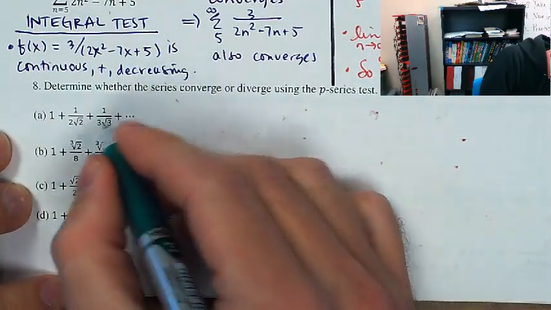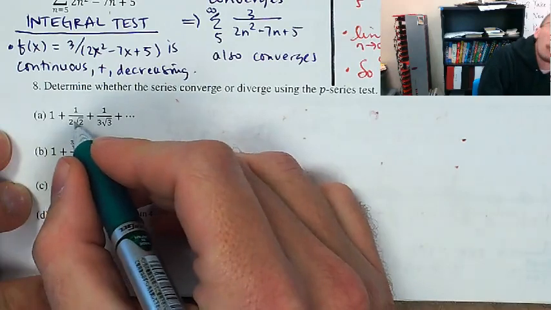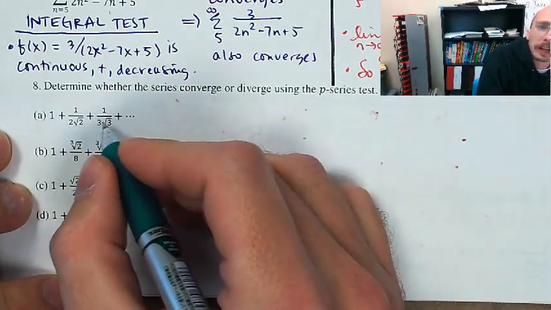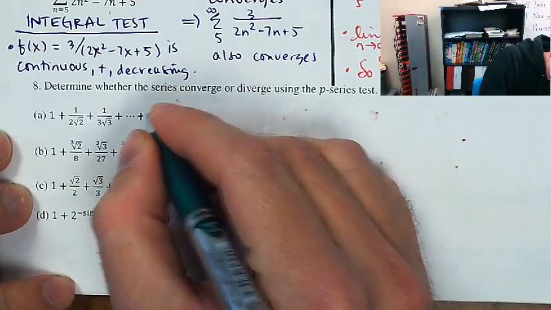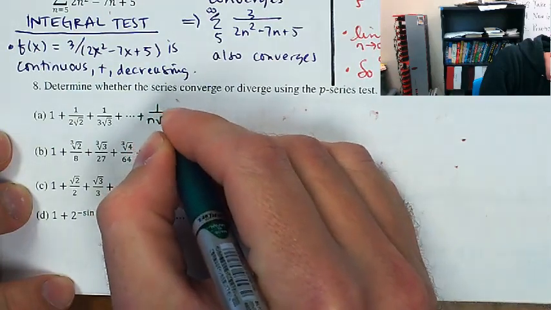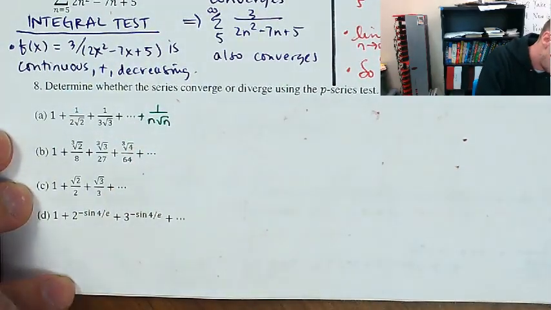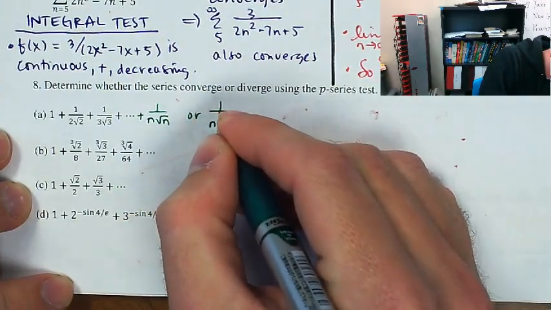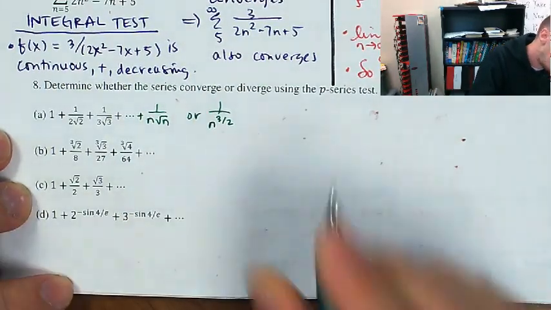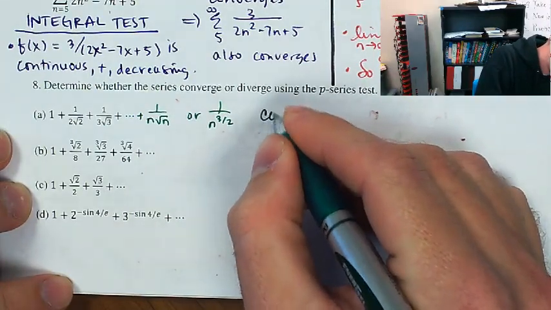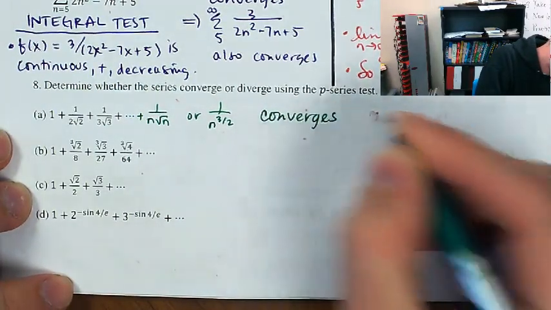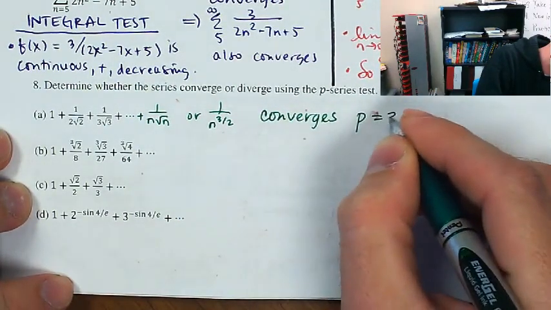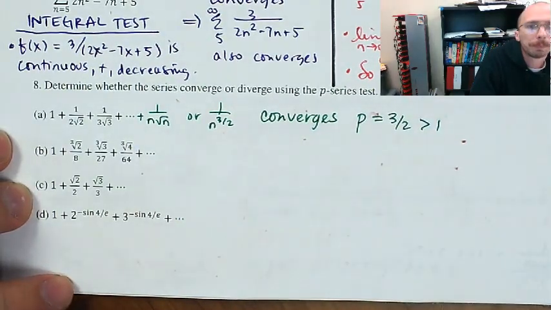This is 2 to the 1.5 power, right? 3 to the 1.5 power. So you could also call it 1 over n square root n. So p is 1.5. Converges because p is equal to 3/2, which is greater than 1.